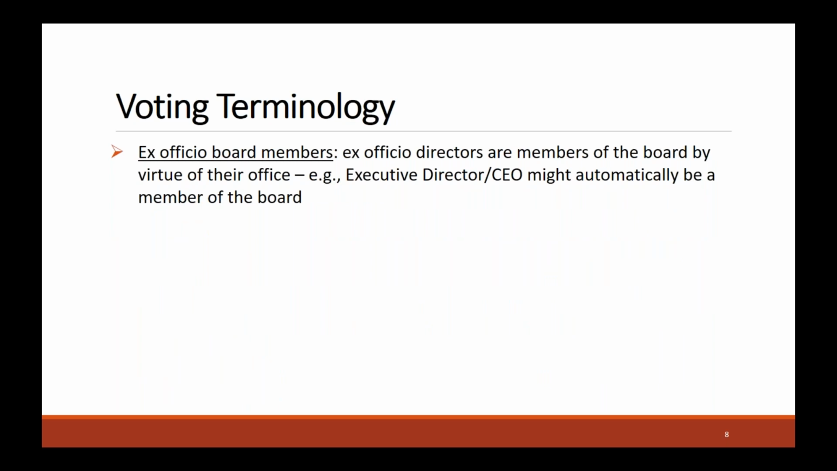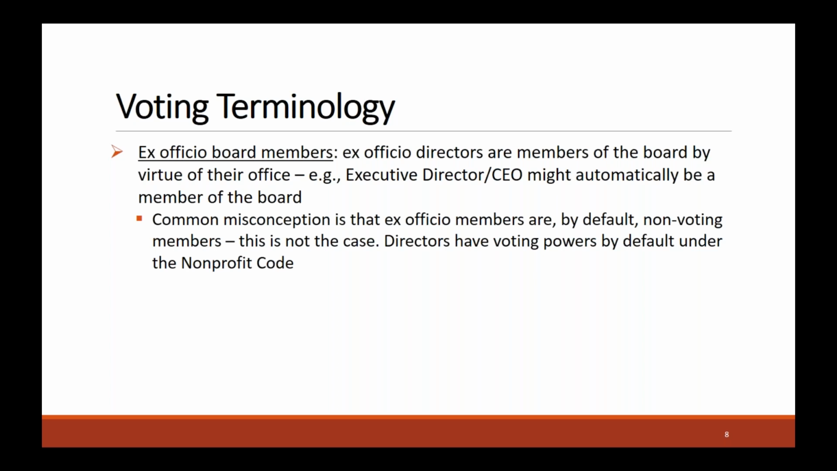So ex officio directors are members of the board by virtue of their office. So your articles or your bylaws can say that the executive director is automatically a member of the board. A common misconception is that ex officio members are by default non-voting members, and this is not the case. Directors have voting powers by default under the nonprofit code. If you want your ex officio members to be non-voting members, the bylaws should explicitly state that fact.